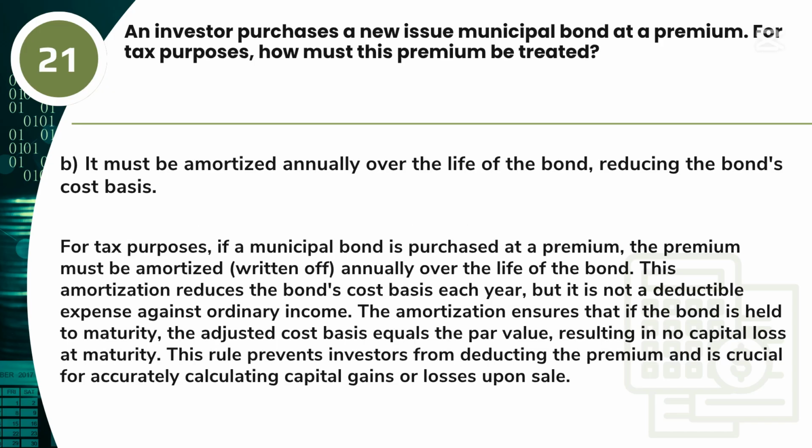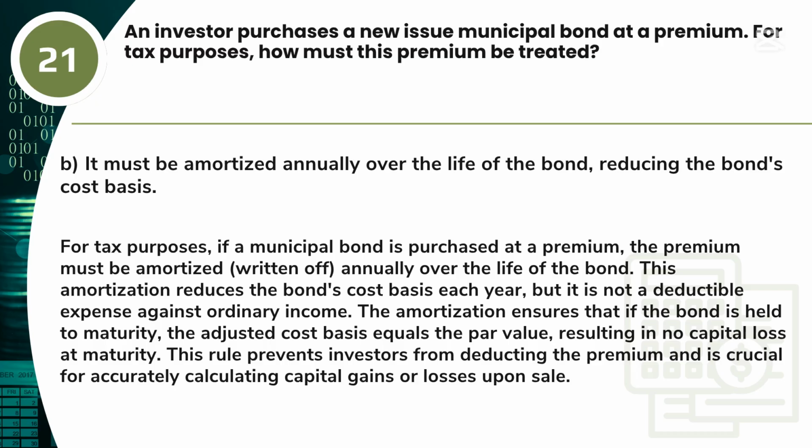Answer: B. It must be amortized annually over the life of the bond, reducing the bond's cost basis. For tax purposes, if a municipal bond is purchased at a premium, the premium must be amortized, written off, annually over the life of the bond. This amortization reduces the bond's cost basis each year, but it is not a deductible expense against ordinary income.